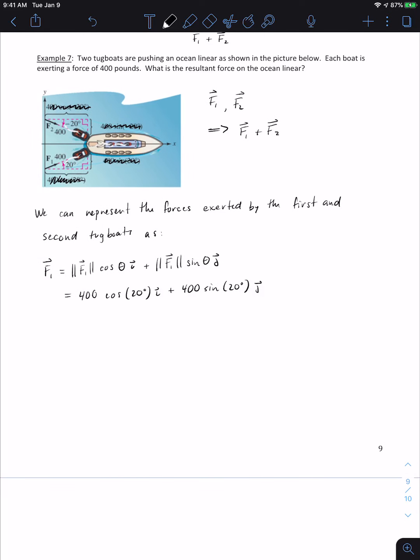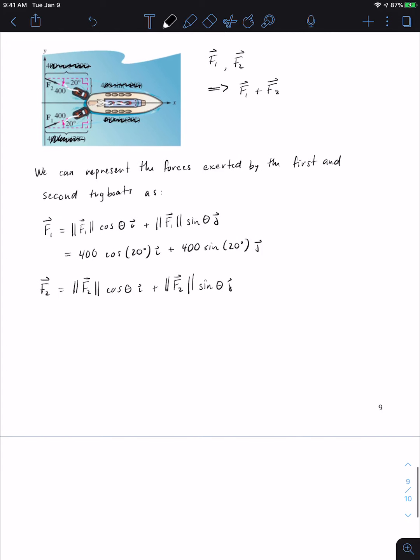Okay, and now how am I going to find the force of the second boat? Well, once again, it's going to be the magnitude of the second force times cosine of theta, i, plus the magnitude of the second force, sine of theta times j. But this time, my magnitude is still 400, but my angle is negative 20 degrees. Plus 400, and then sine of negative 20 degrees j hat.